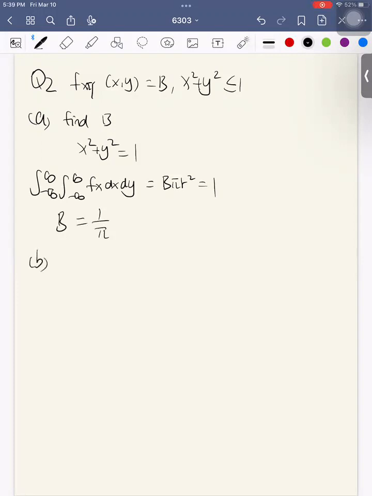And part B asks us to find E[X], E[XY], and E[Y], E[YX] respectively. So now let's find E[X] first, still using the integral in here. For solving this integral, we can find the value of E[X]. Now we can simplify this integral as following.